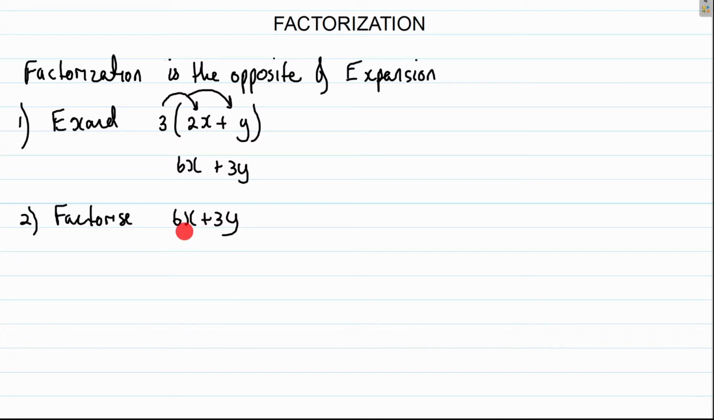So looking at 6x and 3y, our highest common factor is 3, because 3 can go into 3y and 3 can go into 6x. So what I'll do, I'll write that 3 and then open brackets, and then I'm going to divide that 6x with the 3. So 6x divided by 3 will give me 2x. And then I'm going to divide the 3y with the 3 and I'll get y.